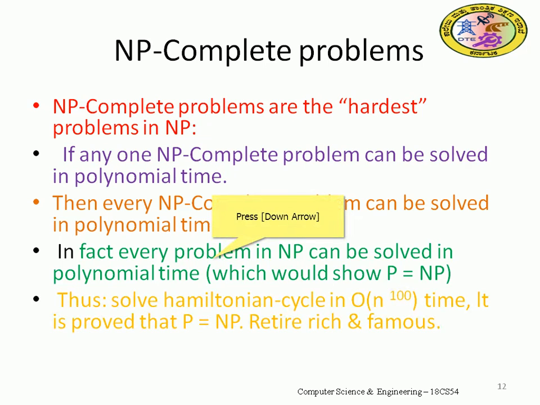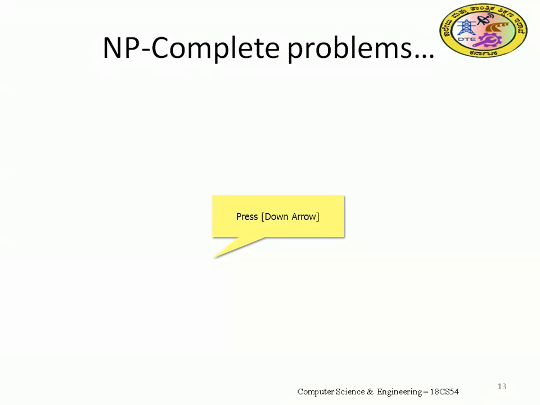So solve Hamilton cycle in big O of n power 100 time. It is proved that P is equal to NP, that is, polynomial is equal to non-deterministic polynomial. Retired, rich and famous, that is what P is equal to NP would mean.